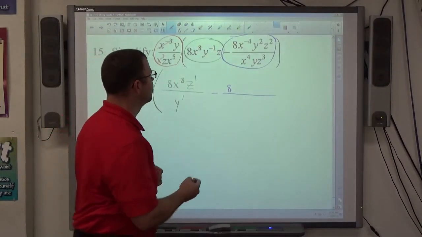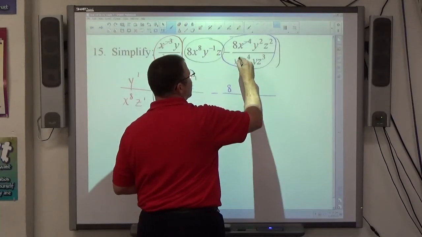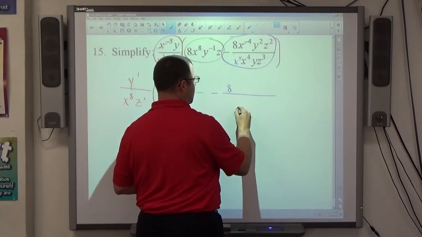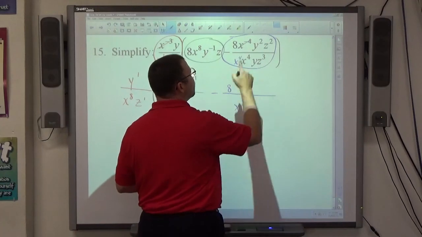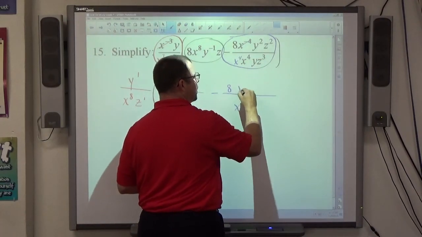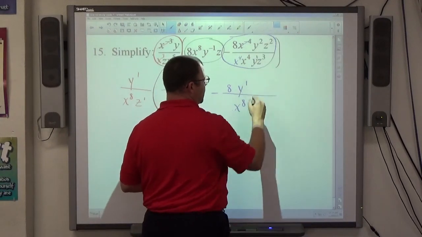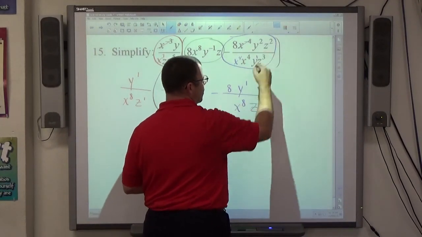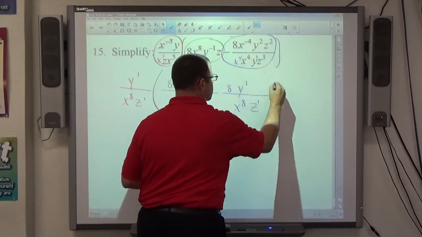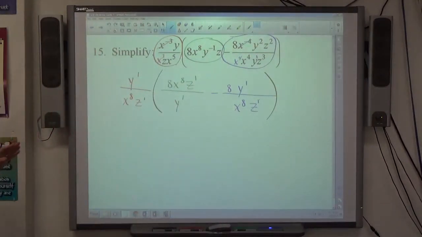Let's look at x. This right here belongs down here. On the bottom, x times x, we add the powers, we get x to the 8th. Y on top, y on bottom, y is bigger on top. 2 minus 1 is 1. And z on bottom and top, z is bigger on the bottom. 3 minus 2 is 1. So one of each letter, all powers positive. Get everything looking like that before you multiply.